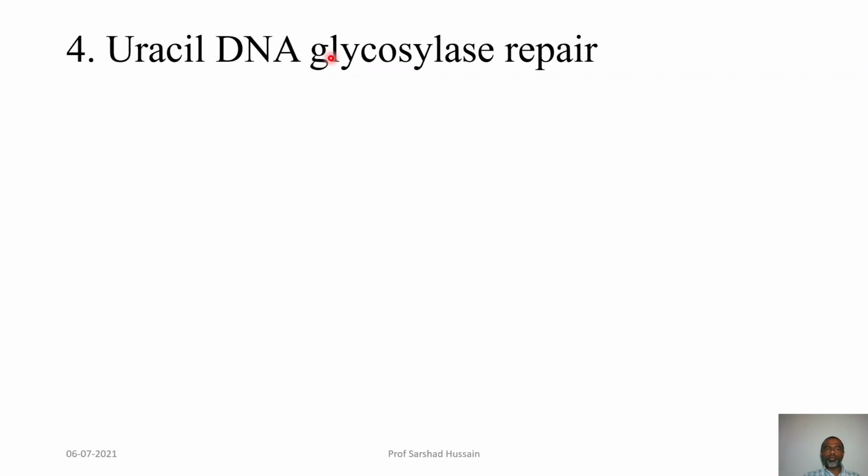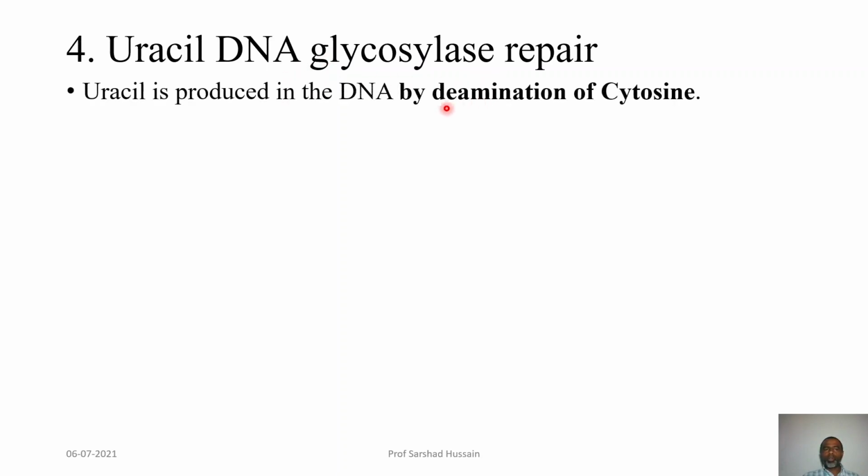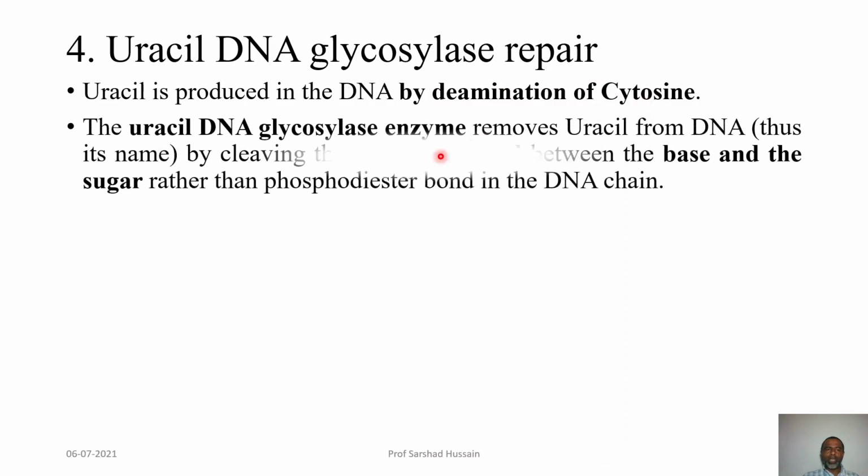Then you have the uracil DNA glycosylase repair. Uracil is produced in the DNA if the cytosine is deaminated, that is, the amino group of the cytosine is removed. You know that uracil is not a part of DNA; uracil is a part of RNA. So you have the enzyme called uracil DNA glycosylase.